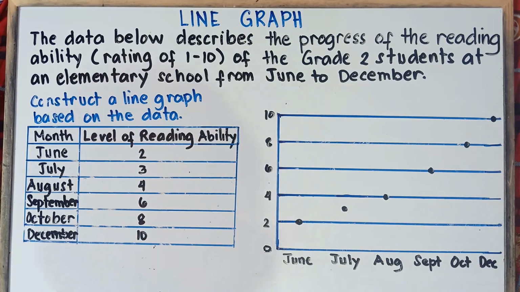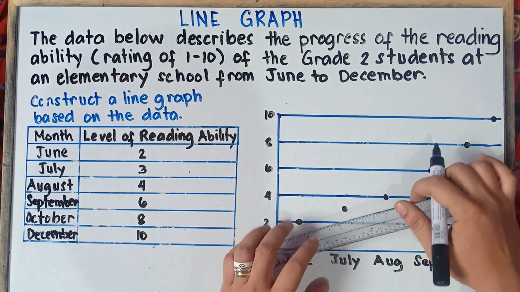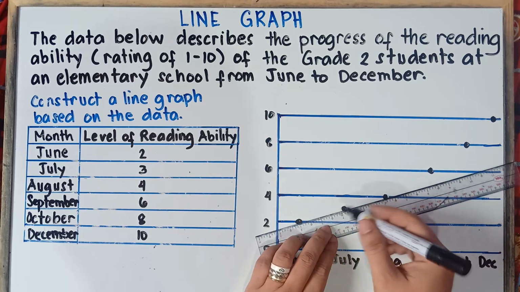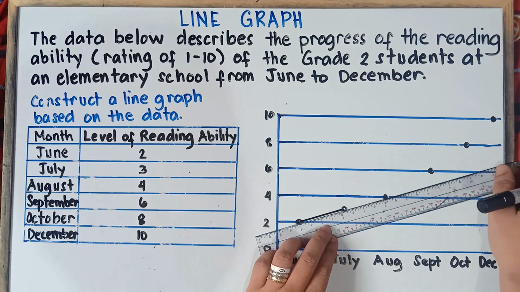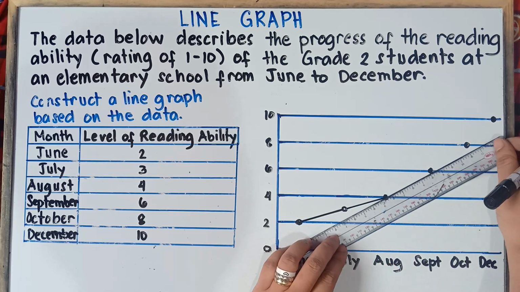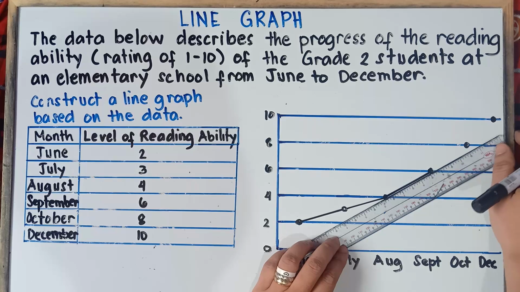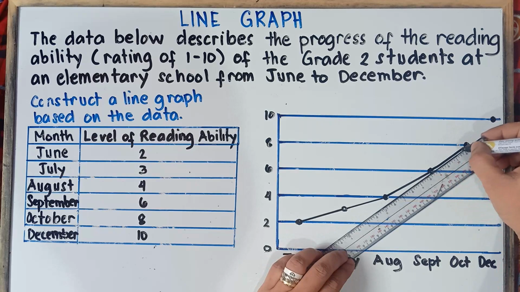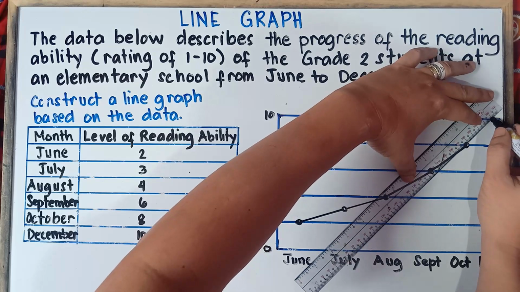So perfect for the level of reading ability on December. And then you can connect these dots, class. Connect this one using lines. That's why, class, we call this one line graph, because we are connecting the dots using a line. Alright, and then connect this one. Alright, so connect this one. Alright, connect this one. And then connect this one.